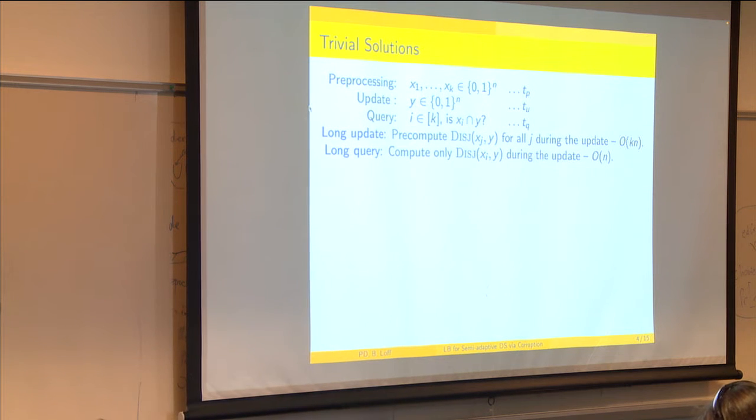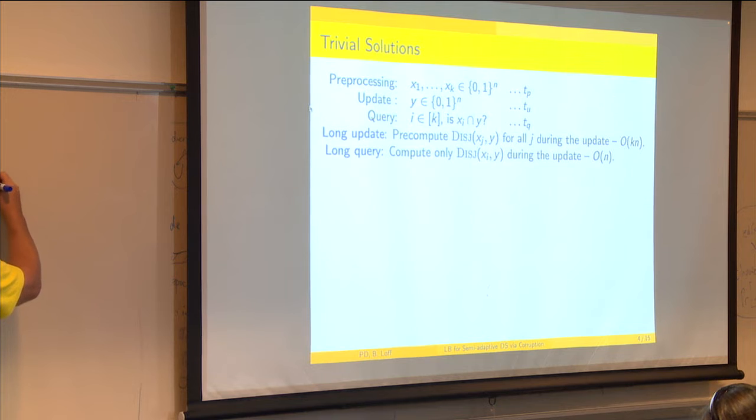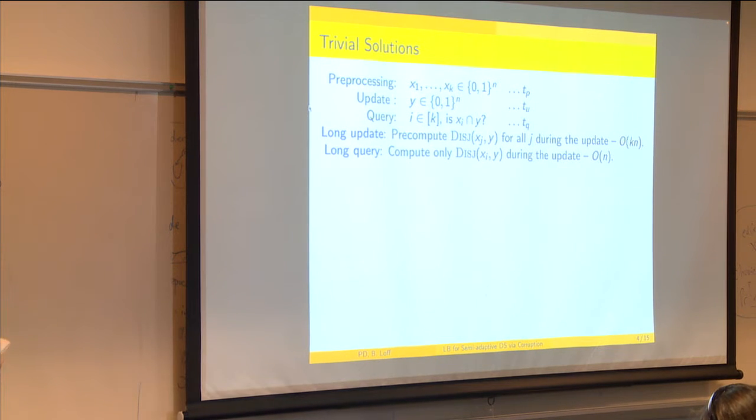So Charlie got all the x's and the set y. Alice got all the x's and the query i, and Bob got the y and the index i. And it goes as follows. First, Charlie sends a private message to Bob, and it's basically the update of the data structure. And then after that he's silent, and Bob and Alice need to compute if x_i and y are disjoint or not.